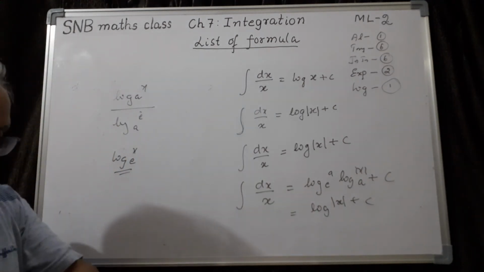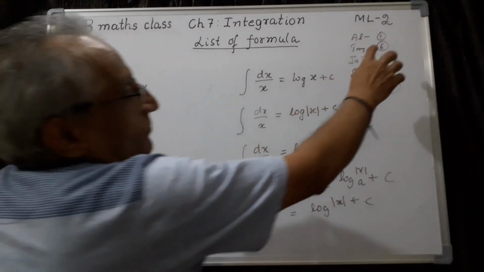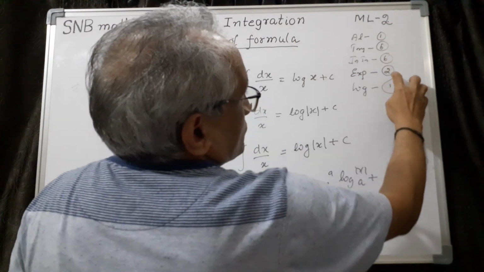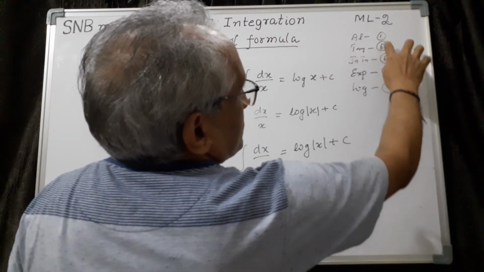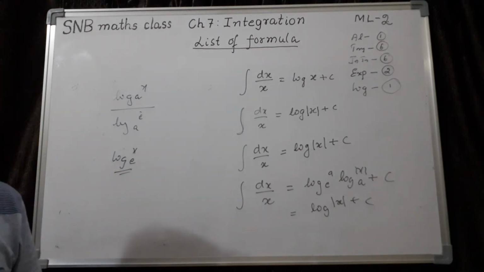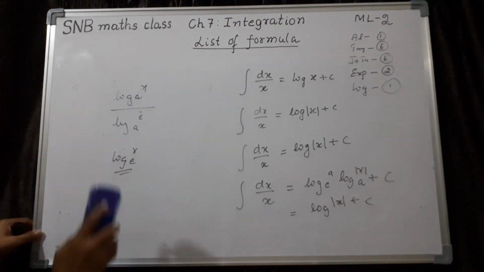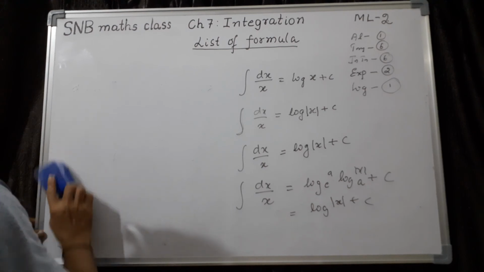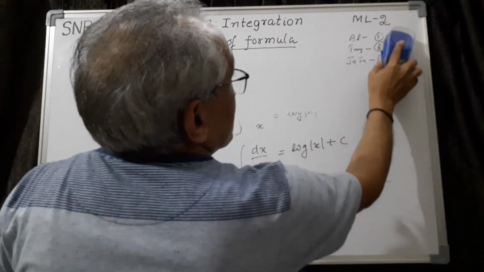So totally, therefore you have to remember 1 plus 6 plus 6 plus 2 plus 1. So totally 14 plus 1, 15 plus 1, 16 formulas sufficient for this year. Then we have to continue with the integration. So this is the second level of integration.